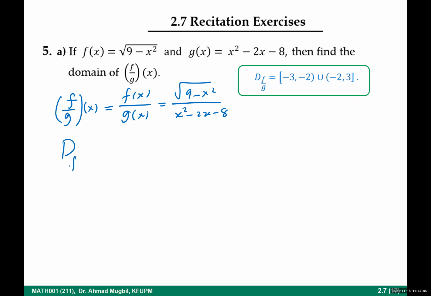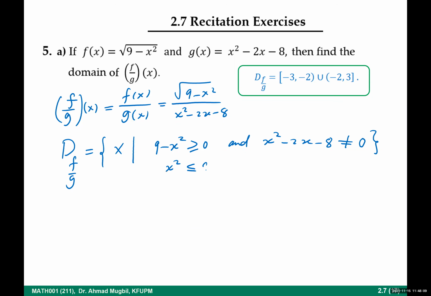So now the domain of f over g will be x such that what is inside the radical must be greater than or equal to 0, and the denominator is not zero. Now we need to solve this inequality. It is x squared less than or equal to 9, or 9 greater than or equal to x squared. Now take the square root of both sides. I prefer to write it this way: the absolute value of x less than or equal to 3, which means that x is between negative 3 and 3.